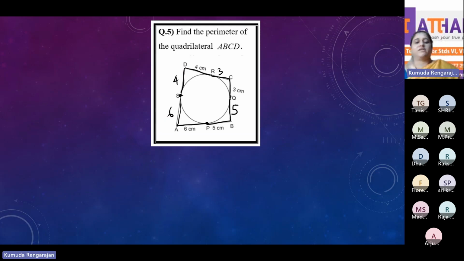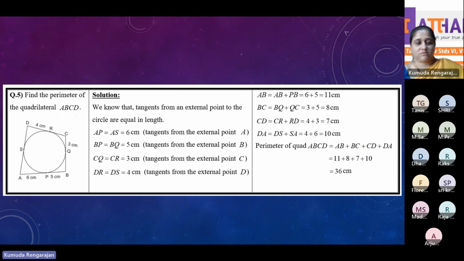So now we have all the sides. 6 plus 5, 11. 5 plus 3, 8. 4 plus 3, 7. 6 plus 4, 10. And so the perimeter is 18 plus 18, 36 centimeters. Write down, children. Please write down.